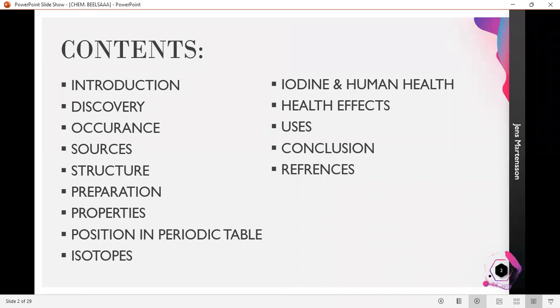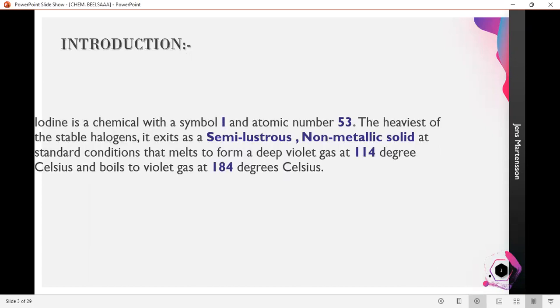Take a look at the contents, which contain introduction, discovery, occurrence, sources, structure, preparation, properties, position in periodic table, isotopes, iodine and human health effects, uses, conclusion and references. So moving on to the first topic, which is introduction.